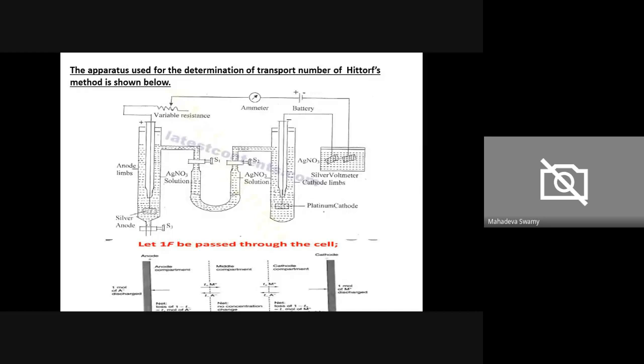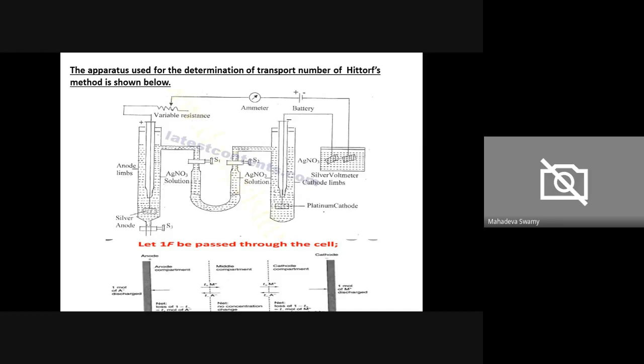The apparatus used for the determination of transport number by Hittorf's method is shown below. Just see this. These are the apparatus. Electrodes are there, the anode and then the cathode compartment. Then here you see the center compartment, the middle compartment. Stopcocks and knobs are also there. Externally, the silver anode limb is connected to the resistance. Next, the platinum cathode is externally connected to the battery and the silver voltmeter.